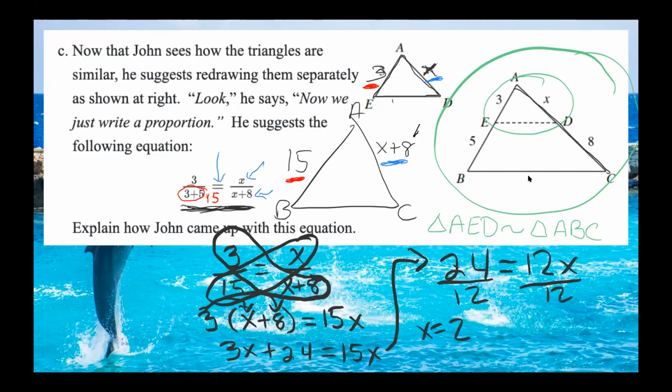Good question. Remember, 15 is the sum. Let me use red because I use red for 15. Remember, 15 is the sum of the longest side of the bigger triangle. So 3 here, and then 5. So 3 plus, oh wait, that's not 15. That should be 8. Oh my gosh, you guys. 8. Yeah.